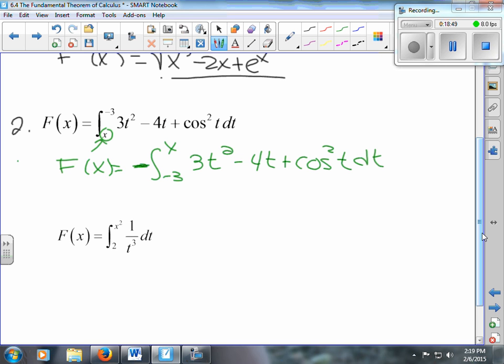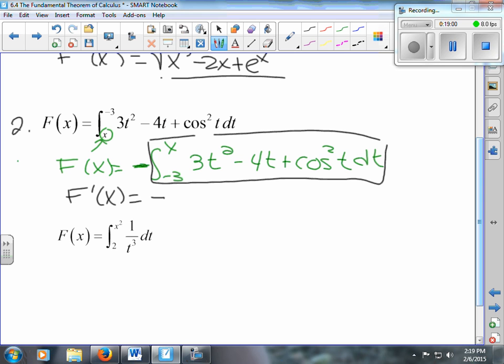Now I'm going to do the derivative, because now my formula will work. Notice this is a constant multiple, negative. So I get negative whatever the derivative of this part is, and that's that new formula. So it's just 3x squared minus 4x plus cosine squared of x. And I should be careful to distribute that negative.